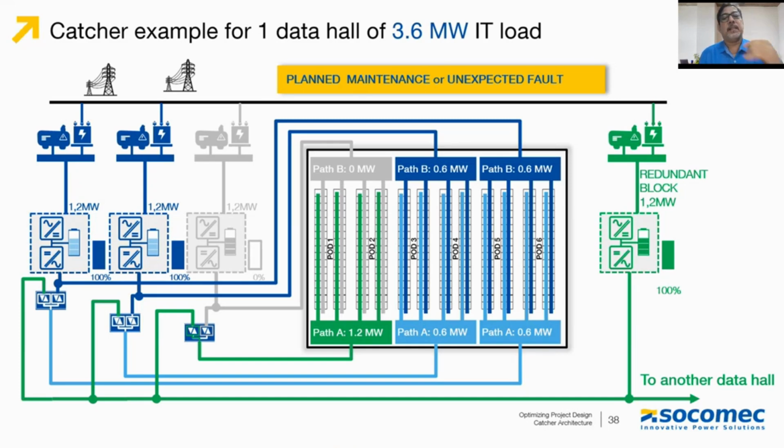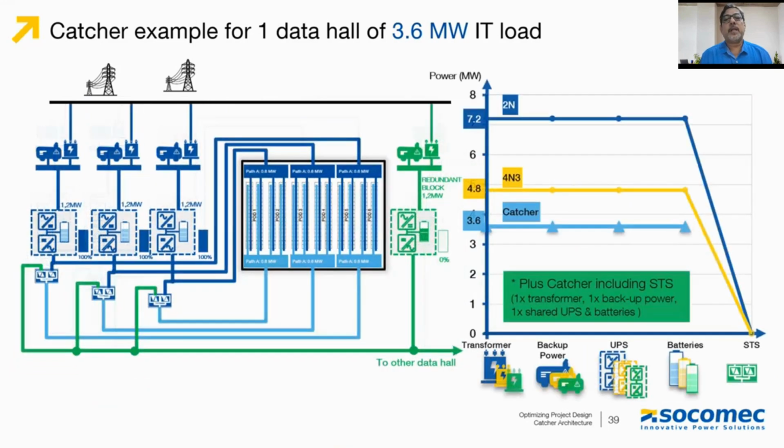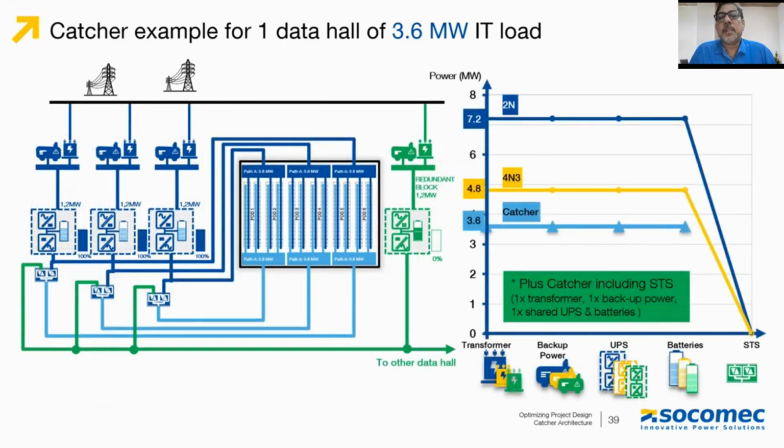Okay, so here, although path B is unavailable, this architecture can be implemented for a 3.6 megawatt IT load with three UPS systems of 1.2 megawatt each and a catcher block of another 1.2 megawatt. Now, as a comparison between the earlier two topologies, we see that the catcher installation requires UPS systems of a lesser installed capacity, although here you need the additional STS systems and transformers and the backup power for completing the catcher architecture.